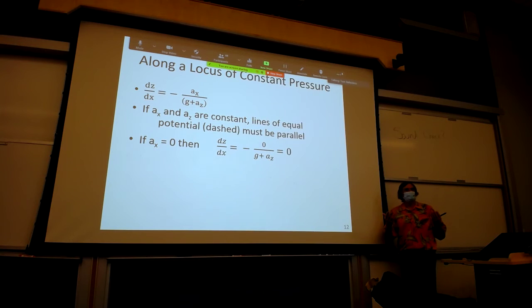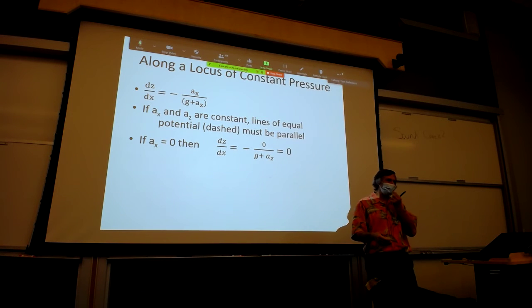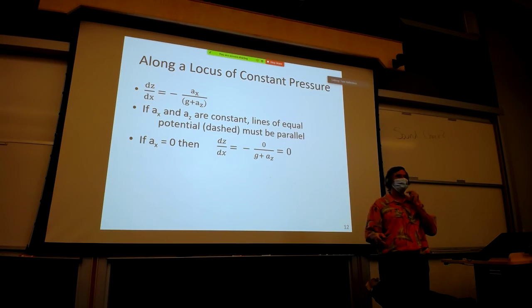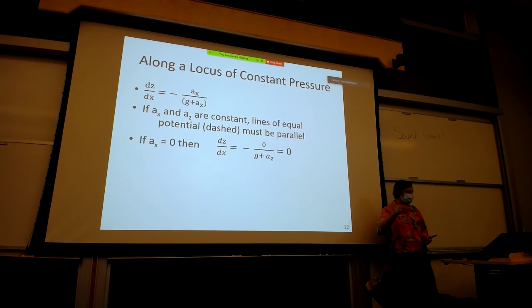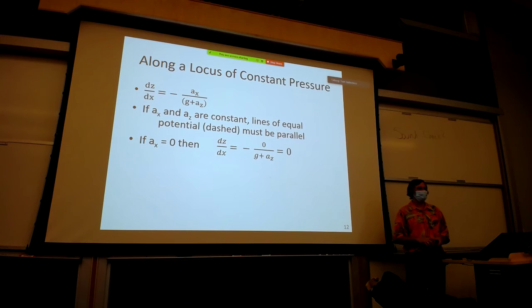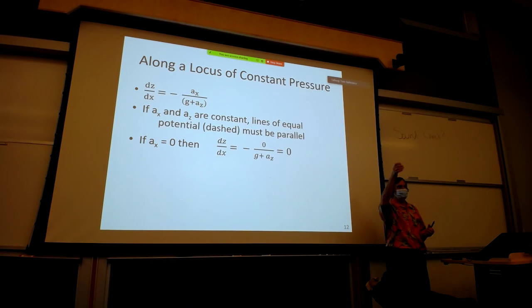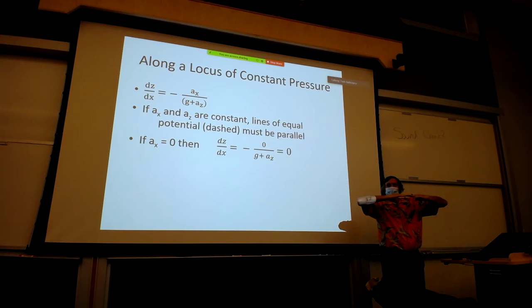Before, I said what happened if AZ was 0 and you only had AX. What if you did not have AX? Well, that equation then says dz/dx is equal to 0. So if there is no horizontal acceleration, only vertical, you're taking this beer up and down an elevator, then the fluid surface will remain horizontal, whether it's under an AZ or just G.